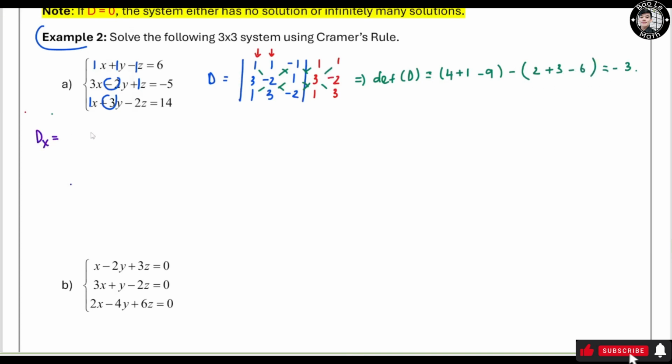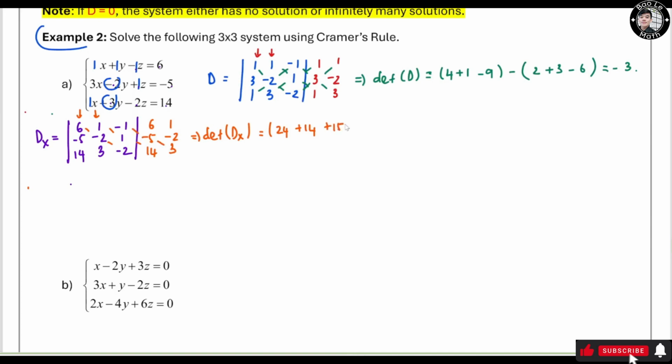ds is 6, -5, 14. 1, -2, 3. -1, 1, -2. Then we're gonna copy the first two columns over here. 6 times -2 times -2, 24, right? 1 times 1 times 14 is gonna be 14. -1 times -5 times 3 should be 15.